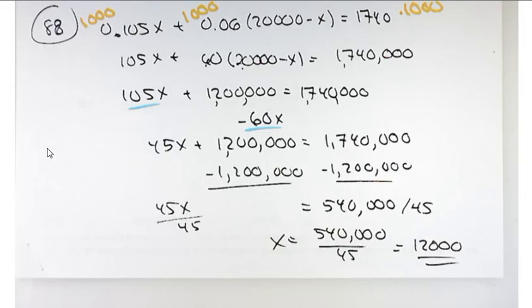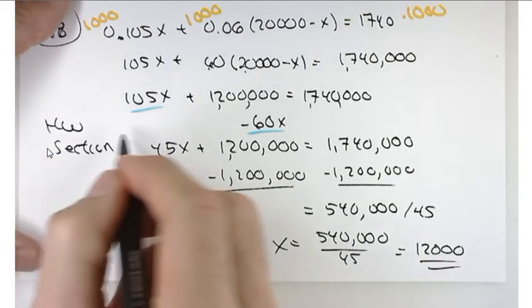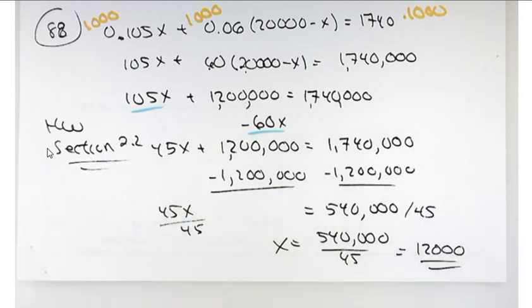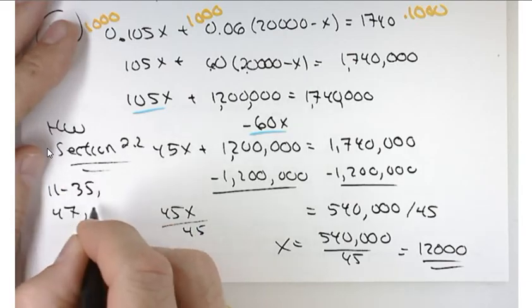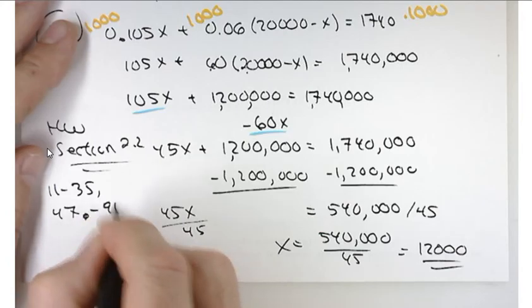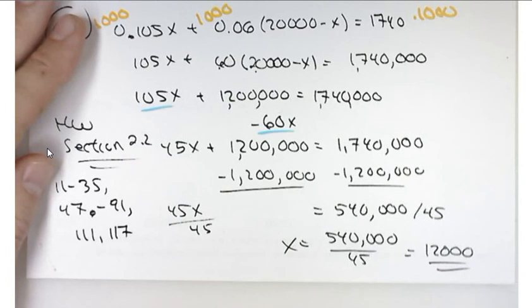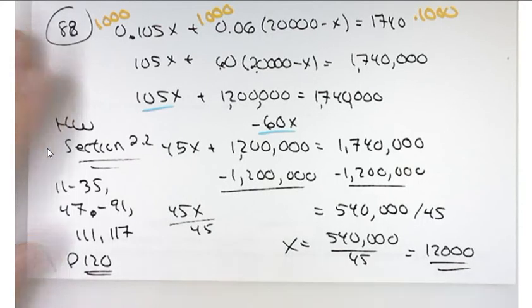For homework, section 2.2. Try 11 through 35, 47 through 91, 111, and 117. It starts on page 120. Whew.